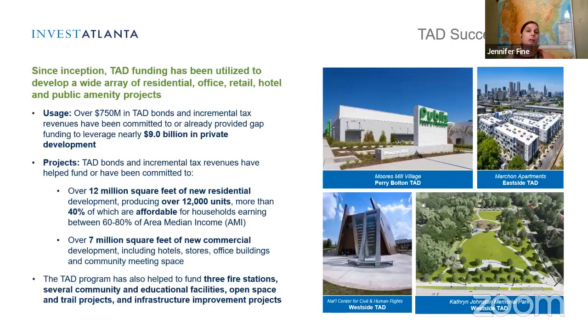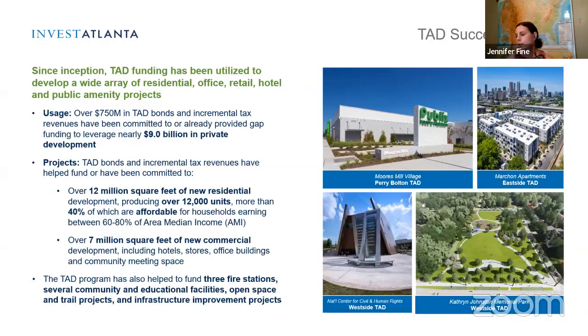So this is kind of a standalone slide, really a snapshot of all of the types of projects and how much funding has been deployed and how much we've been able to leverage since the TADs were created in 1992. So you can see over $750 million in TAD funding has been used for a variety of projects across the city, leveraging nearly $9 billion in private investment. And the projects range from all kinds.